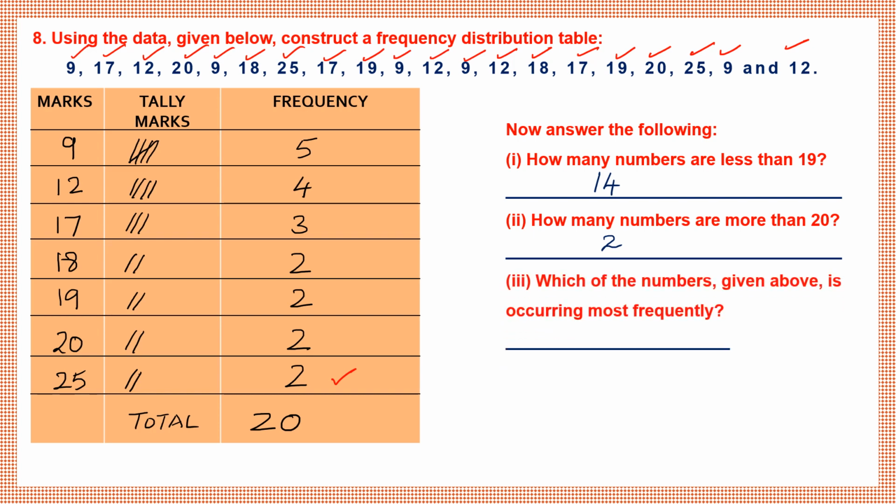Question 3, which of the numbers given above is occurring most frequently? So we just have to look at the frequency and see the biggest number there. As we can see, 9 has 5 tally marks. That means it has occurred 5 times. So the answer here is 9. The number 9 has occurred most frequently.